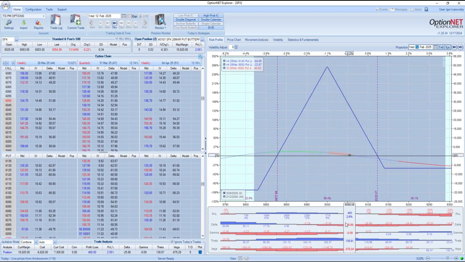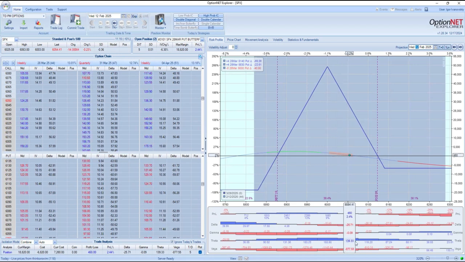And you can see that while we have slightly negative delta, we have positive theta. So theoretically, the value of this butterfly should increase to the tune of about $140 for every passing day. And if volatility is going to contract, if we stay in the range, we have to assume implied volatility is going to fall. It's going to come in a little bit.